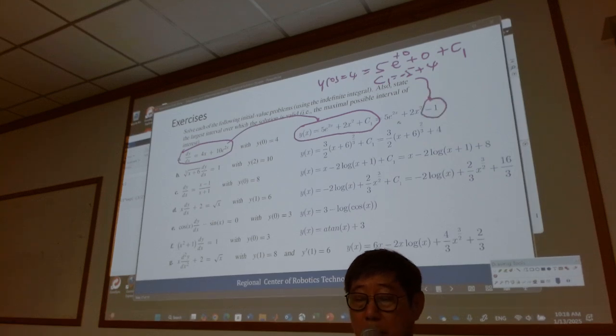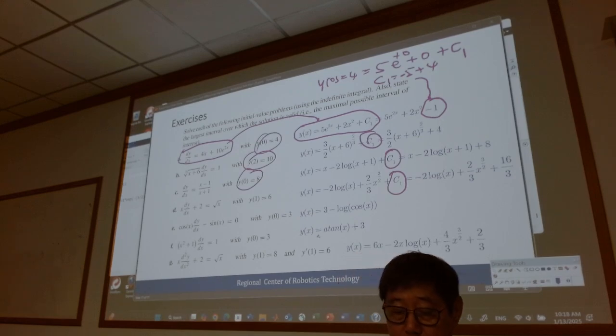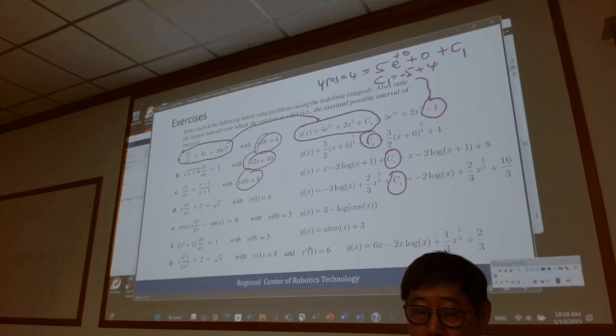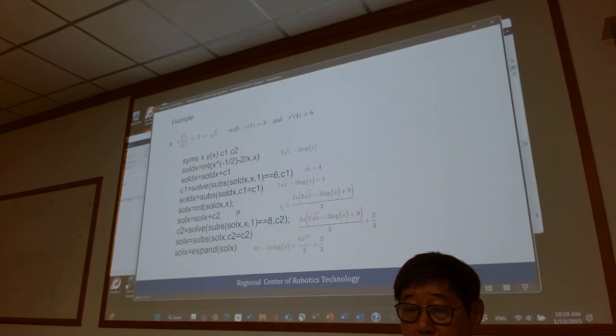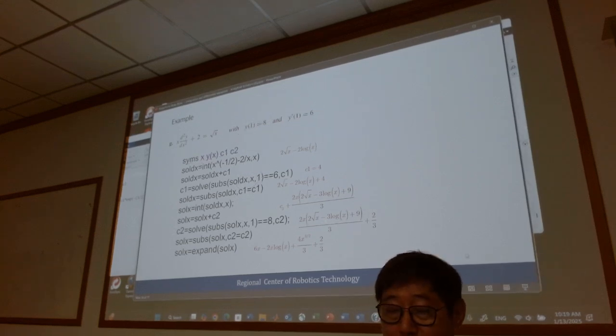This one, okay? The rest are the same. Usually find C for this condition. I can solve this one by substitution. There's a new function that I would like to show. If you really want to let MATLAB do it for you.